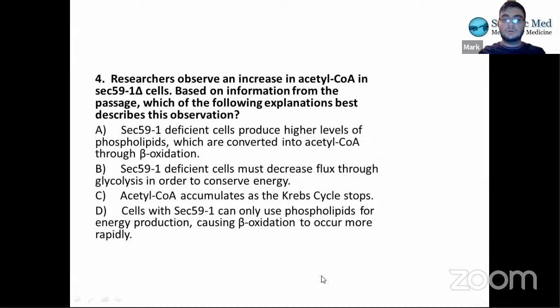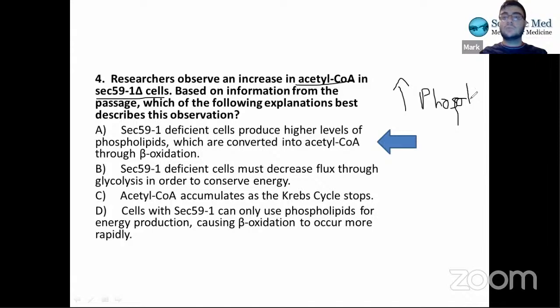Let's go over this. All right, so the correct answer is actually A. And a couple things you have to note before we even start the question. Researchers observe an increase in acetyl-CoA in sec deletion cells. Again, what does sec deletion cells mean? Sec deletion means higher levels of phospholipids, right?